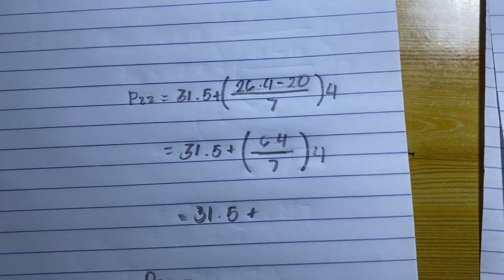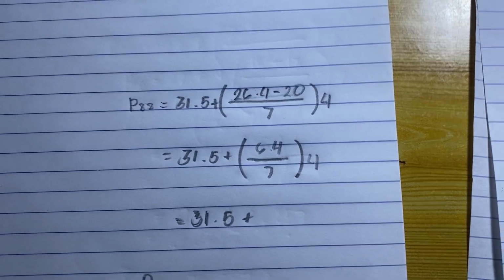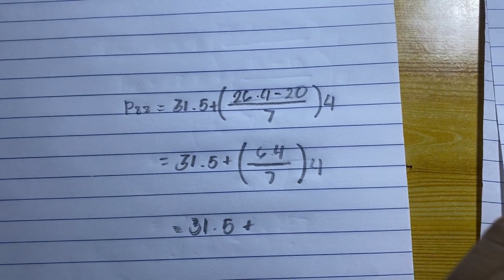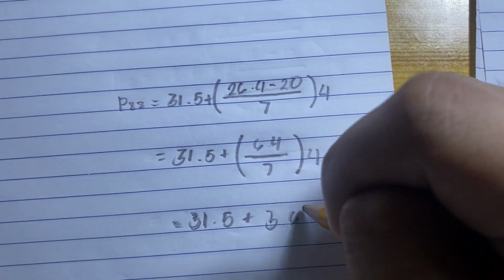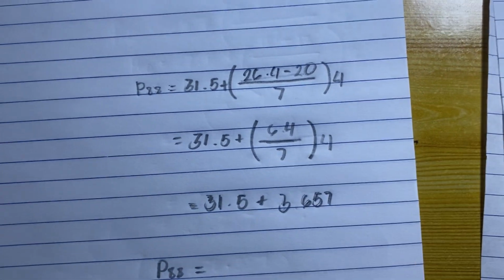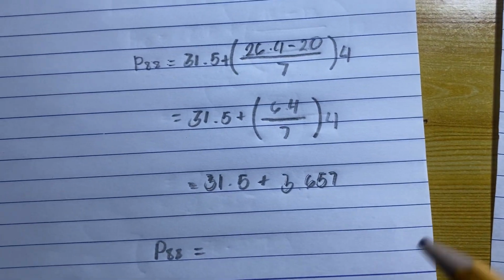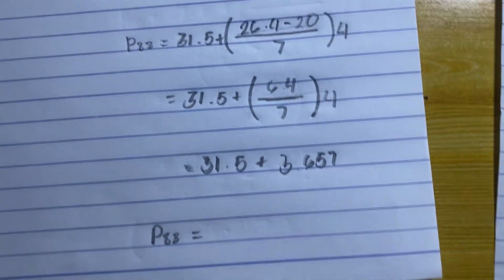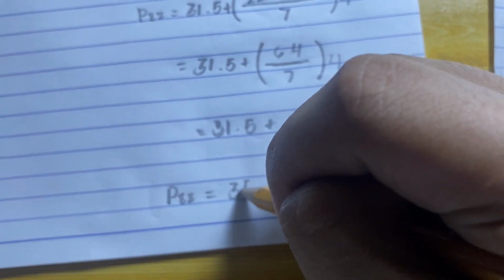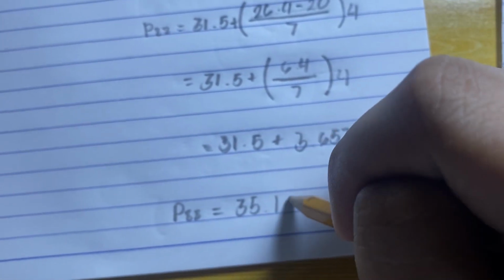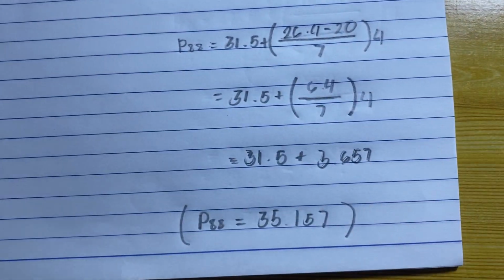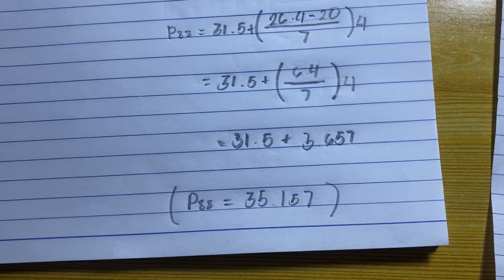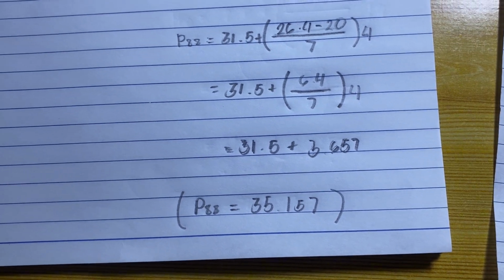I-write down natin. So, 6.4 divided by 7 times 4 is equals to 3.657. So, 3.657 plus 31.5 is equals to 35.157. So, ang 88th percentile natin is equals to 35.157.